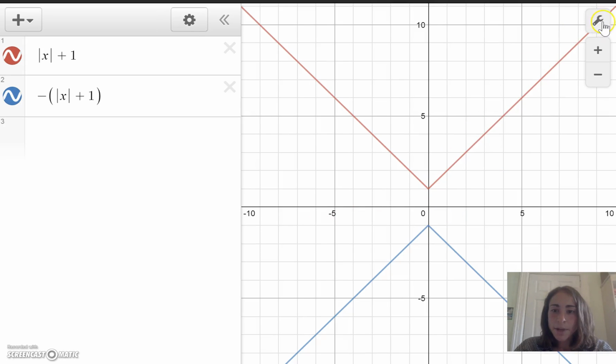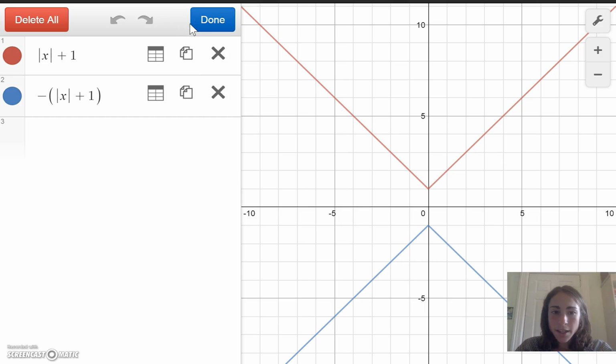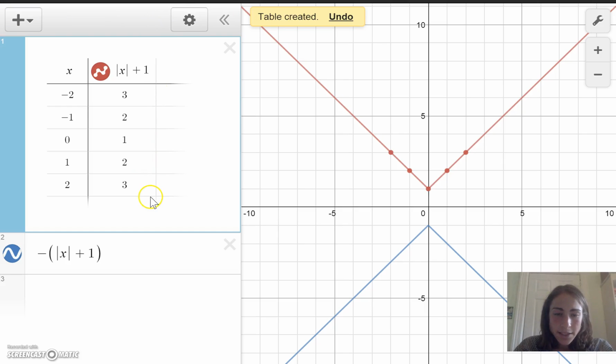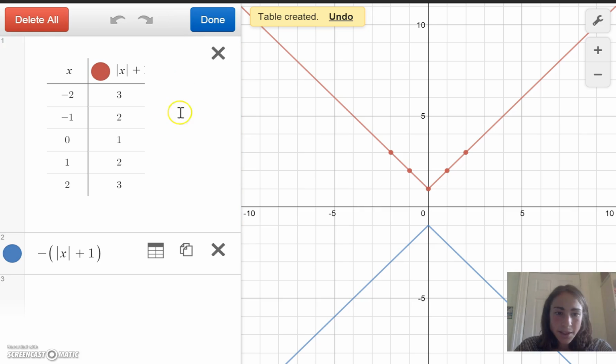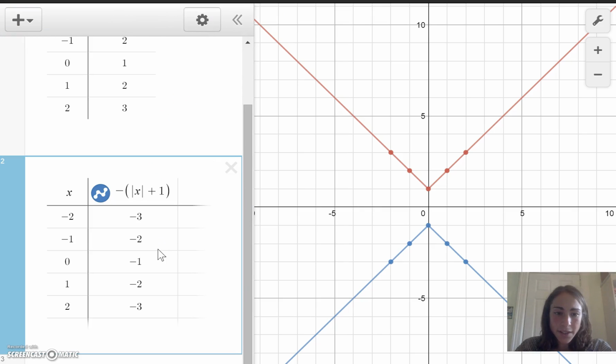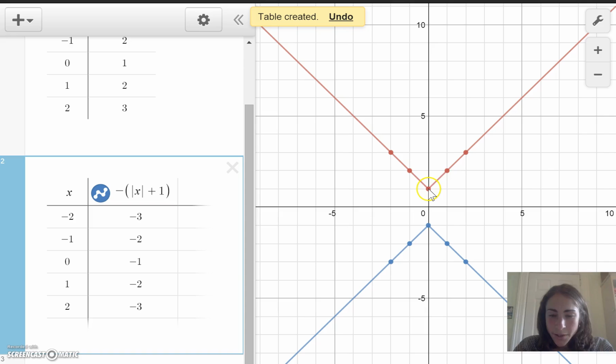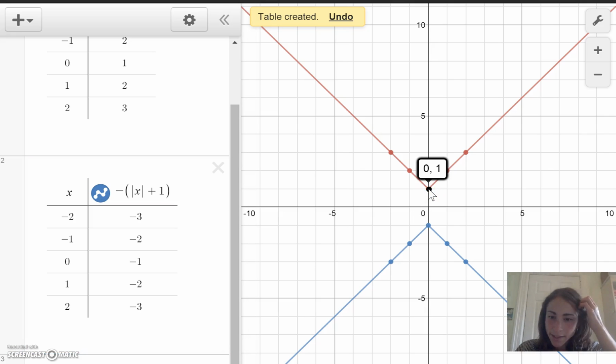So the red graph is one of our parent functions, except it's shifted up by 1. So it's the absolute value function, absolute value of x plus 1, shifted up by 1. The blue graph is a reflection over the x-axis. So let's look at the tables so that we can see some of the points on these graphs. If we look at our focal point, it's at 0, 1 on the red graph. On the blue graph, it's at 0, -1.